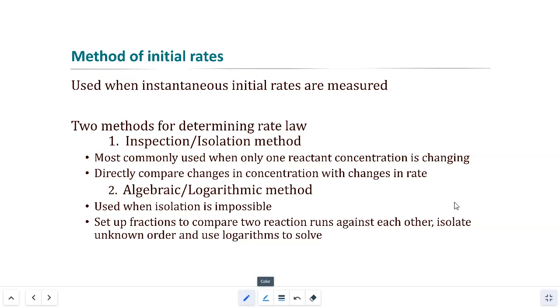So this sets up for us something called the method of initial rates. Again, the method of initial rates, this is going to be the style of analysis that we are going to be doing this afternoon in our hydrogen peroxide lab. We use this method when we see instantaneous initial rates given to us. Usually in problem-based terms, that means we usually are going to be given some kind of a table.